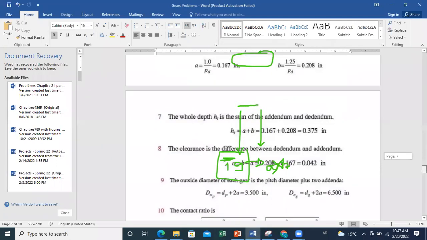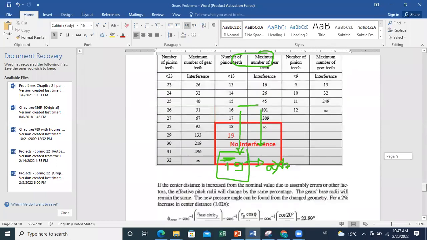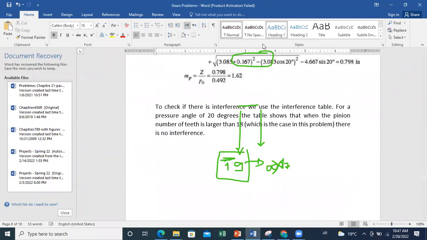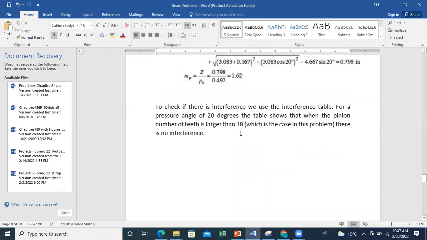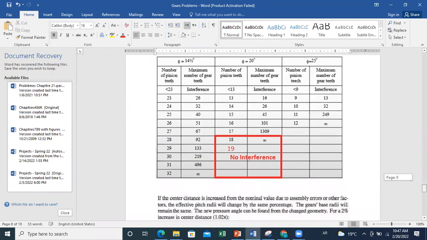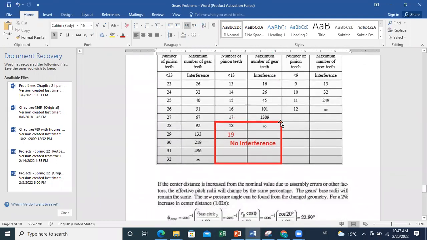So you can just say this, from the table, for a pressure angle of 20 degrees and the number of teeth larger than 18, which is the case in our problems, there is no interference. And you have here an illustration about this. So in this region, no interference. If, for example, the number of pinion teeth was 15, then I can have a maximum number of gear teeth equal to 45. If I have a number above 45, then I will have interference. If I have a number below 45, then I am on the safe side.